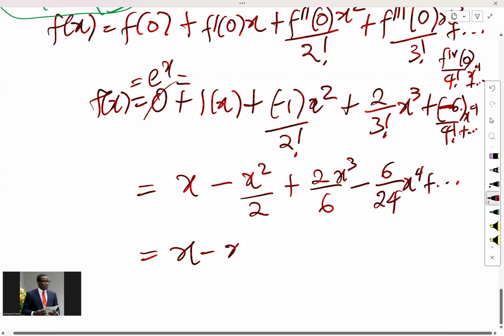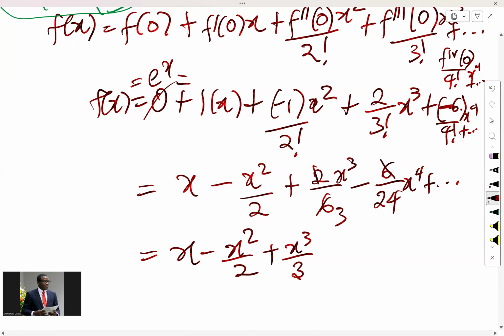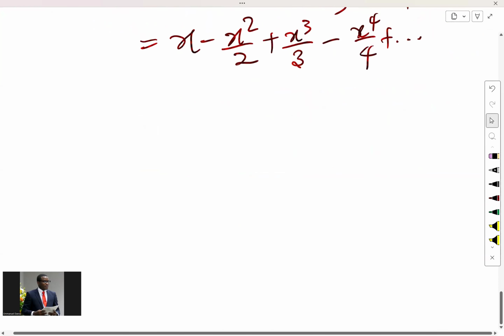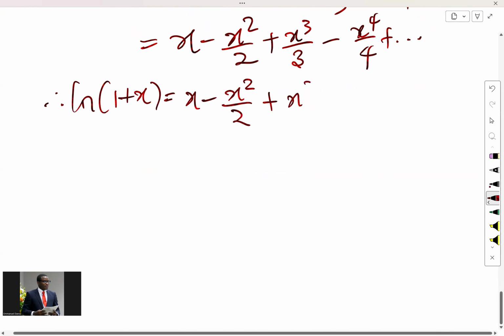So we have x minus x squared over 2. 2 here is 1, 2 here is 3. So that's plus x cubed over 3. 6 here is 1, 6 here is 4. So we have minus x raised to 4 over 4 plus all the rest. And that is the series for that logarithmic function, right? So we can say therefore ln(1 + x) is equal to x minus x squared over 2 plus x cubed over 3 minus x raised to 4 over 4, and so on and so forth.